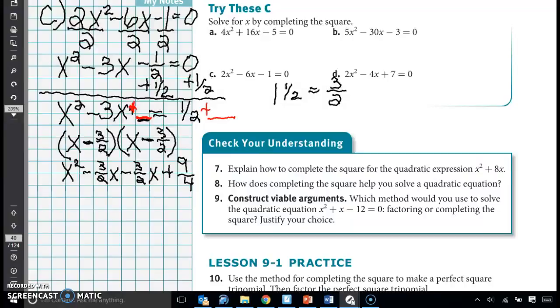So then what are we adding? 9/4. What's the difference between this equation and what we have here? 9/4. So I'm adding a 9/4 here. If I add a 9/4 to the left side, what do I have to do to the right side? Same thing. Alrighty. So here we have x minus 3 over 2 squared equals, what is 1/2 plus 9 over 4?